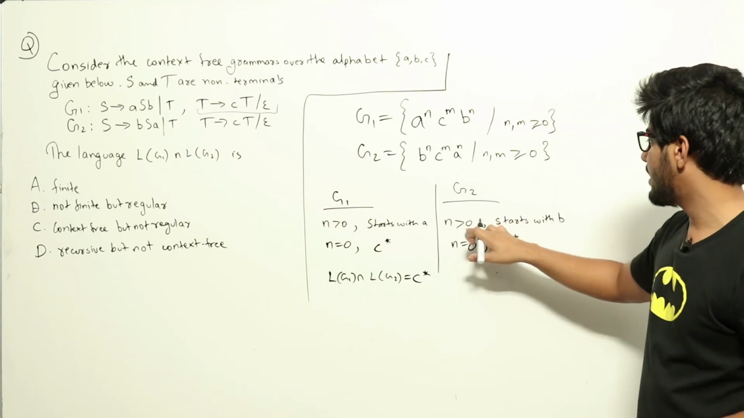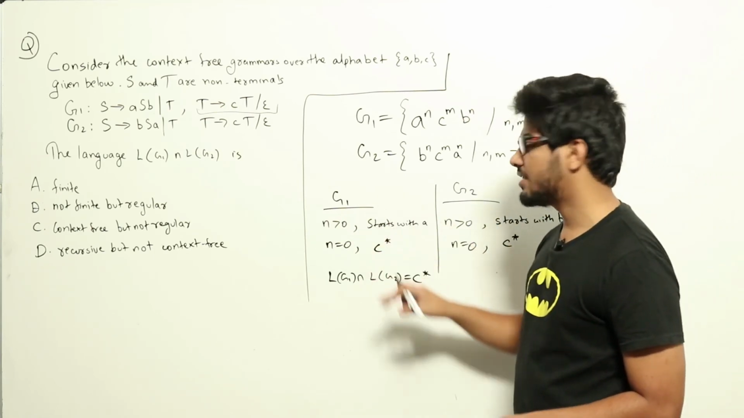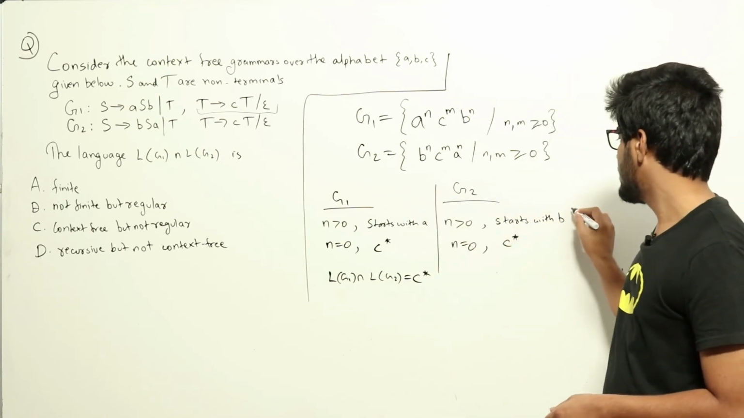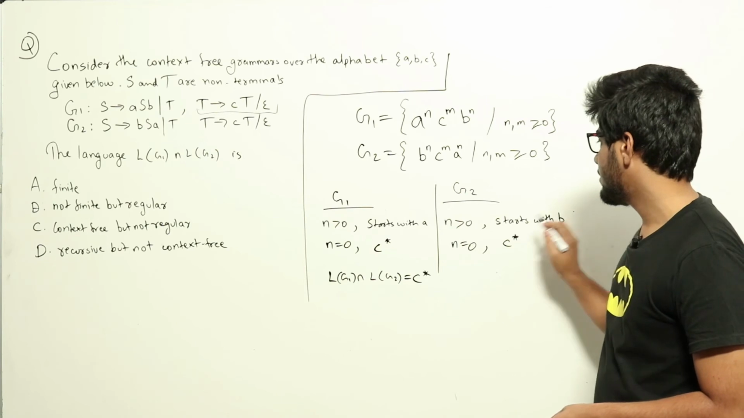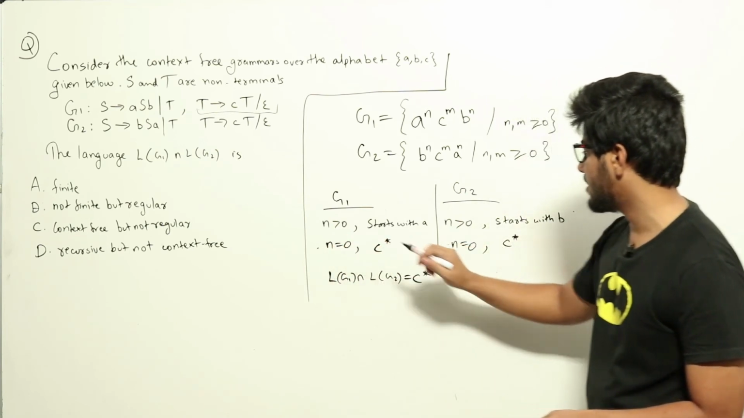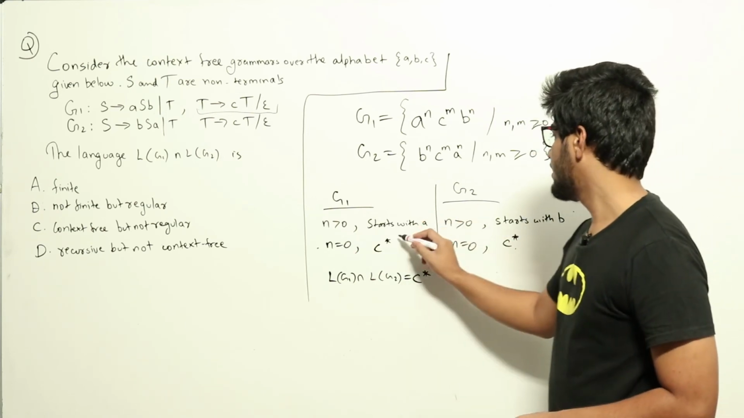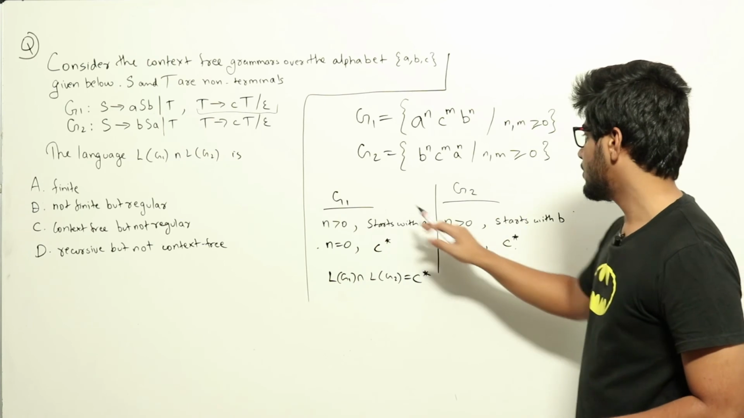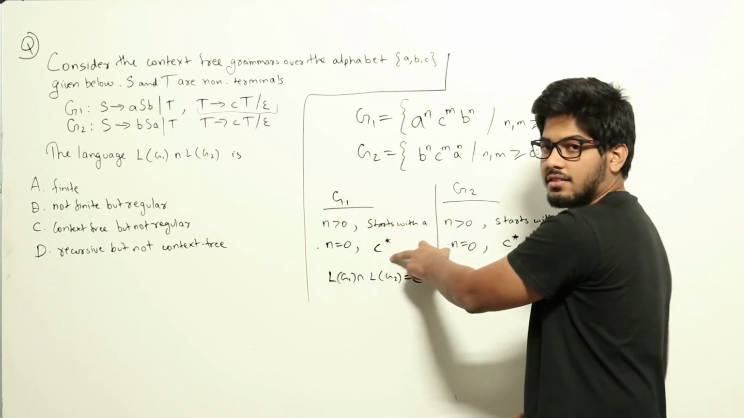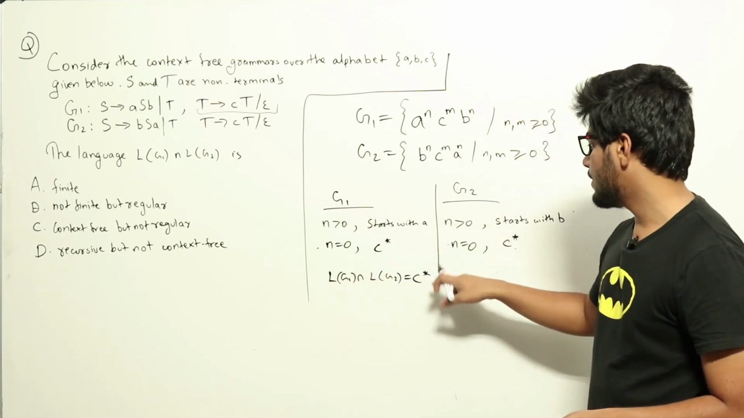Similarly, for G2, if N is greater than 0, it starts with B. There is not a single string in G1 that starts with B. So taking the intersection, all of these strings will also be eliminated, meaning only these two parts will be left. If N is 0, it is C star here, and if N is 0, it is C star there. So the intersection of the language of G1 and the language of G2 will be giving us this part only, that is C star. So L of G1 intersection L of G2 equals C star.